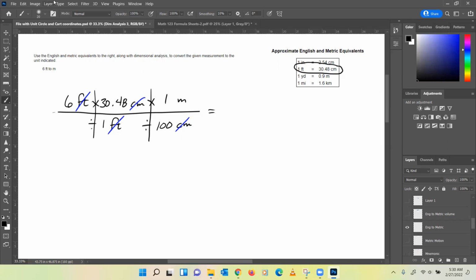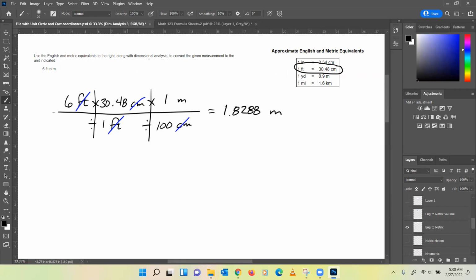I'm going to go ahead and grab my calculator for this. Should have had it out beforehand. 6 times 30.48 divided by 100 gives me 1.8288. And the units are meters.